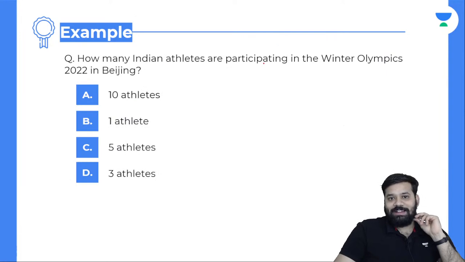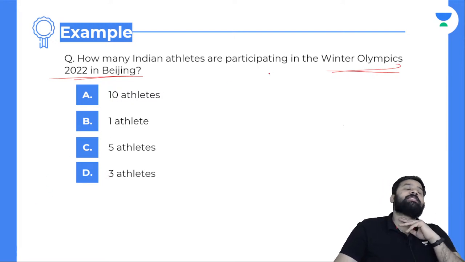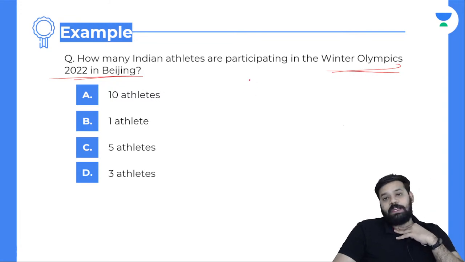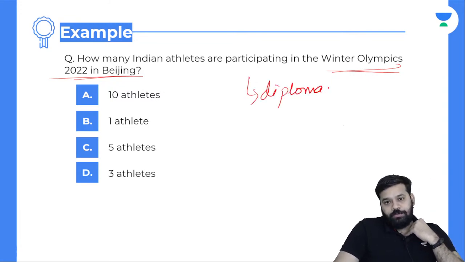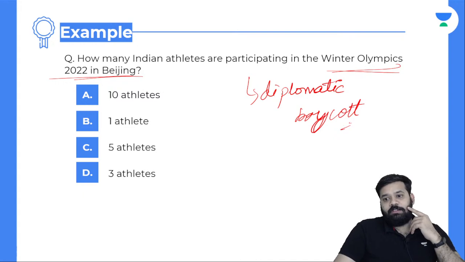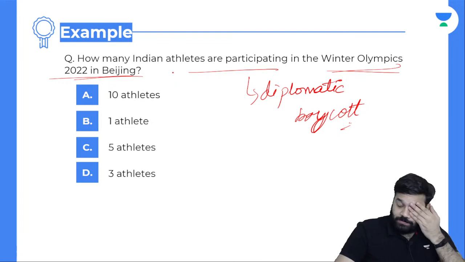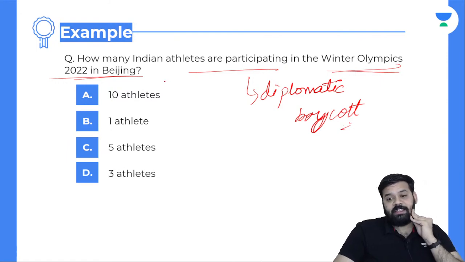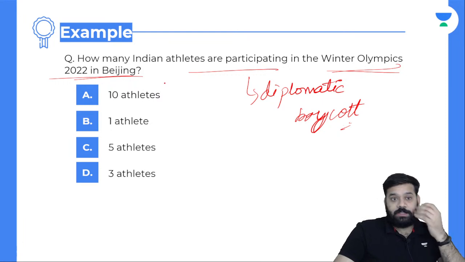Moving forward, how many Indian athletes are participating in Winter Olympics 2022 in Beijing? 10 athletes, 1 athlete, 5 athletes or 3 athletes? So India has announced a diplomatic boycott, that is no diplomats from India will attend the Winter Olympics. So how many Indian athletes are participating in Winter Olympics 2022 in Beijing?